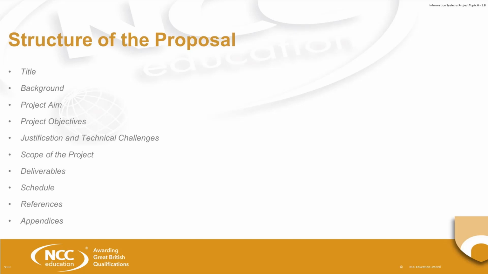The next section, justification and technical challenges. Okay, so why are you doing the project? What's the purpose of it? What is the academic aim of this project? And what do you think is going to be the thing, or the things, that make it a level 6 project? Okay, so technical challenges, things you're going to learn, things that you're going to have to overcome.